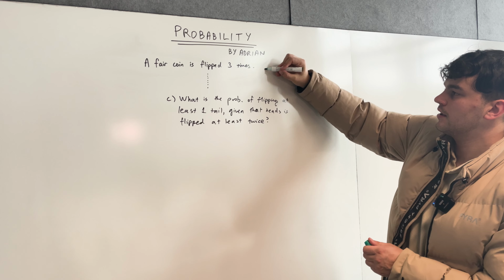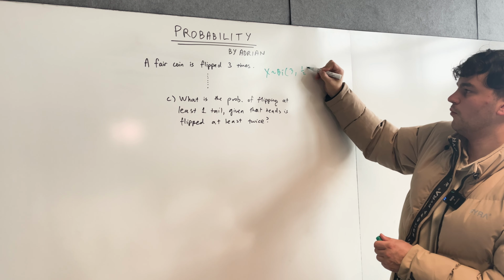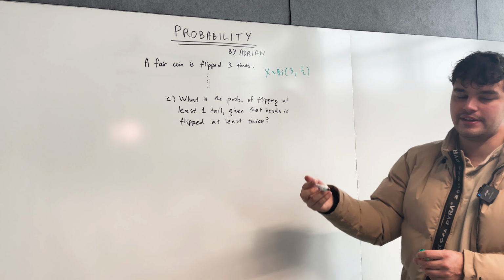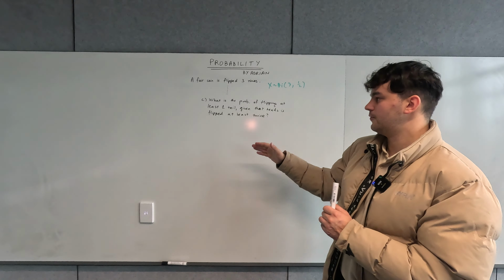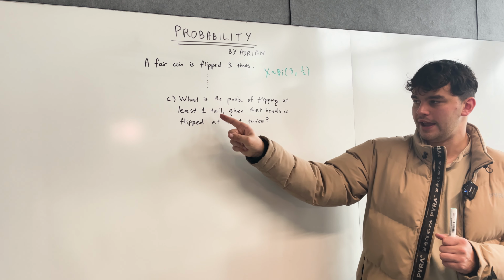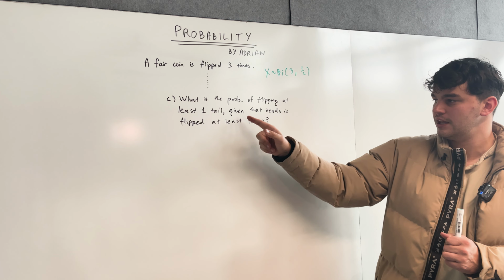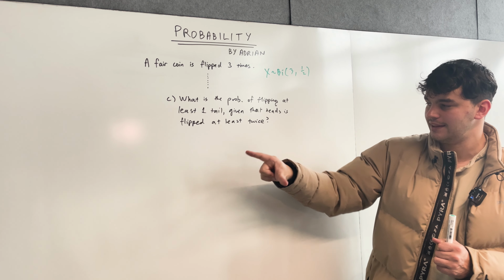Just as a reminder, x is binomially distributed with 3 trials and a probability of 1/2, and we're going to focus x on the tails, just to make it consistent. So we don't want to confuse the heads with the tails. What is the probability of flipping at least one tail? Okay, so we've got that part. What is the probability of flipping at least one tail? That's pretty self-explanatory, given that heads is flipped at least twice.